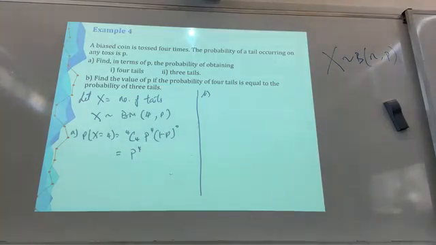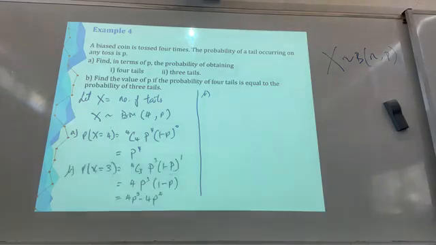X equals 4, 4C4, success p to the power of 4, 1 take away p to the power of 0. So therefore it's p to the power of 4. And 3 tails. See, part A leads to B. So you can work out part B in terms of p.